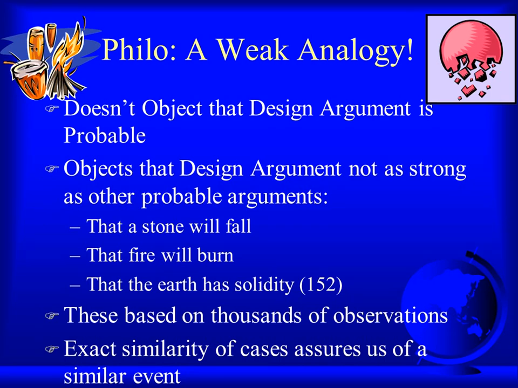But analogies are good or bad depending on how alike the things are that you're comparing. And what Hume is going to try to say is, the more unlike they are, the worse is your argument from analogy. So he says the objects that the design argument talks about are not as strong as other probable arguments. That a stone will fall, right?